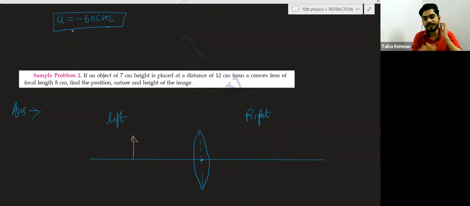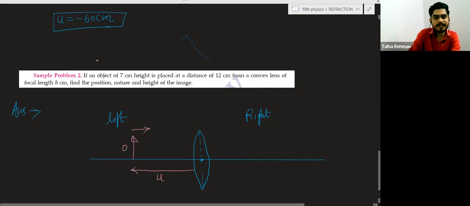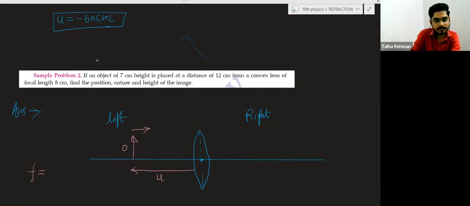Yes. If someone is asking, can you only place the object on the left side? No, we can also place the object on the right side. So the direction of the incident light will be this, and your object is placed here. This is the U, and this is the object. And the focal length is given, and the height of the object is given. So this height is given as 7 centimeter. So the height of the object is 7 centimeter.